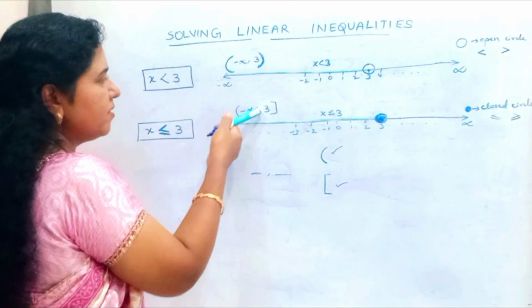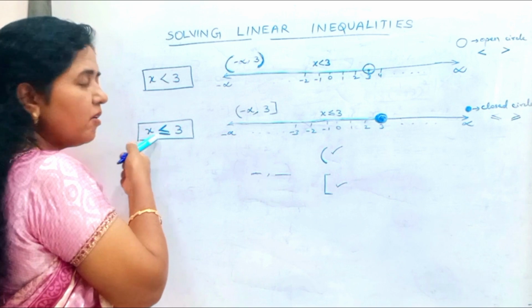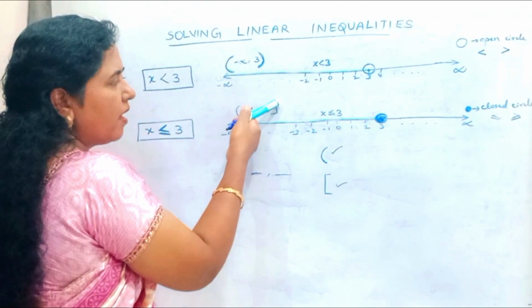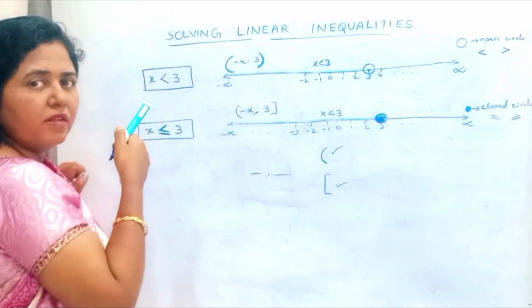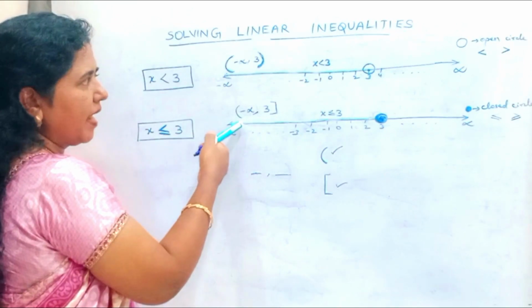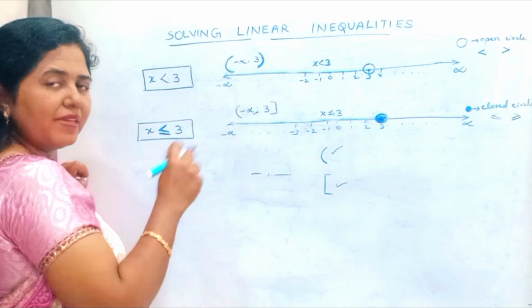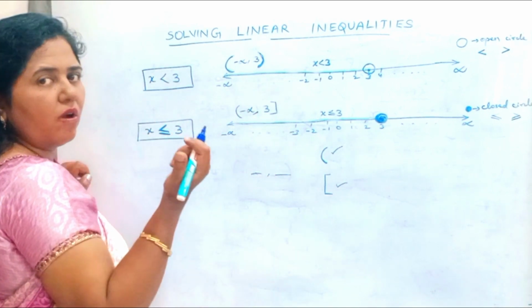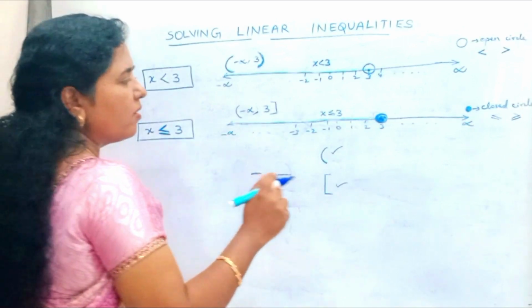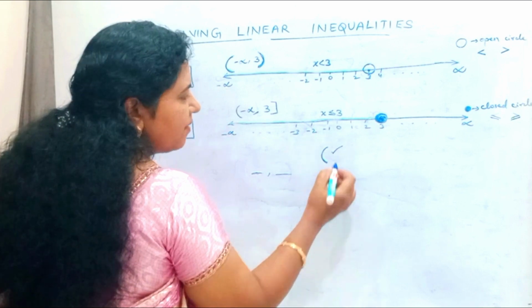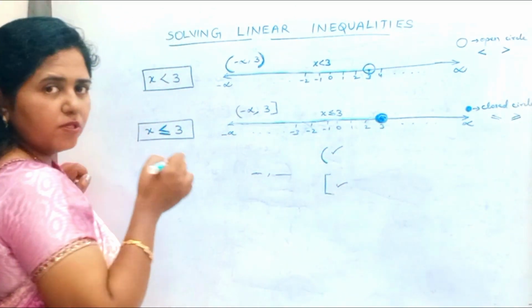That particular value is included because it is less than or equal to 3. So we have included that value. In order to show that, I have used a square bracket. Now in this way we can differentiate whether a particular value is included or not included. When it is included, we have to use the square bracket, and when it is not included, we have to use parenthesis.